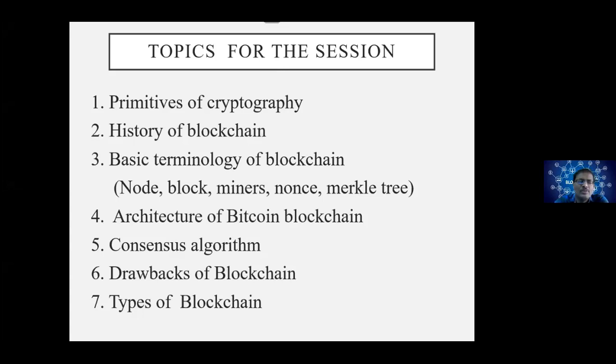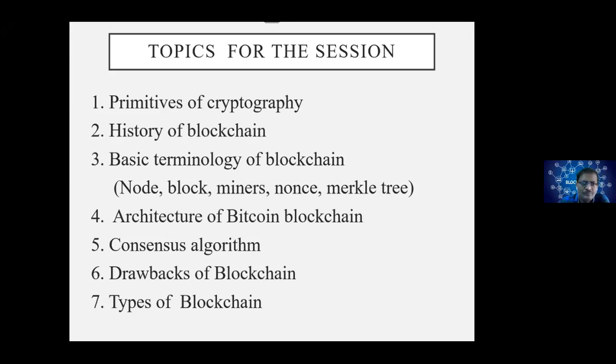So these are the topics for today's session. We'll look at the basics of cryptography and the history behind blockchain, or the foundation technologies behind blockchain, and the basic terminology we use in blockchain like node, block, miners, Merkle tree, consensus algorithms, and so on. Next, the architecture of Bitcoin blockchain. Next is the consensus algorithm, proof of work. And drawbacks of the Bitcoin blockchain. And we'll also look at the different types of blockchain.